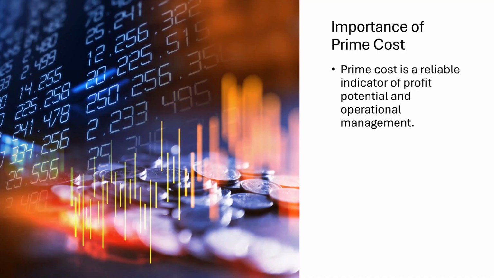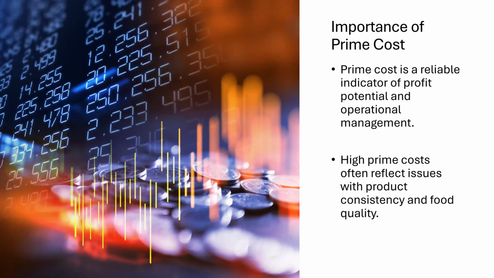The importance of prime cost, it's that indicator of profit potential. That doesn't mean if our prime cost is in line, in the mid 50s, that we're going to have profit on the other end, because there could be some other issues, but it's a great step toward that and good operational management. So a high prime cost often reflects issues with product consistency and food quality, or potentially other things. But again, product consistency, making sure we've got the right products, and food quality, we're buying right, that type of thing.